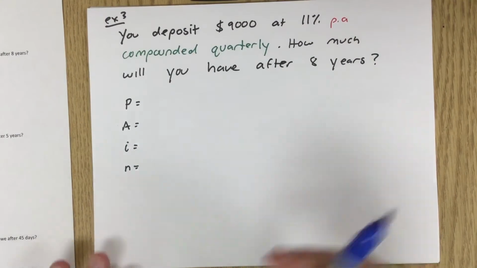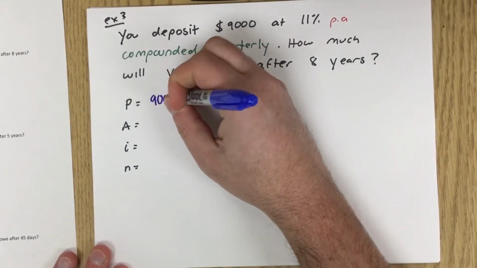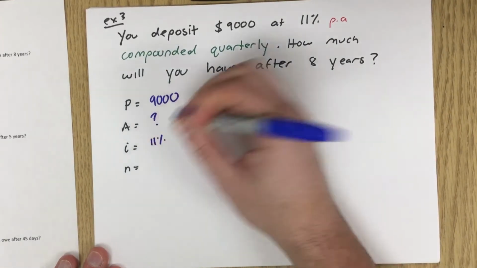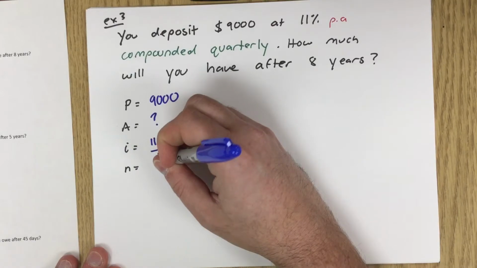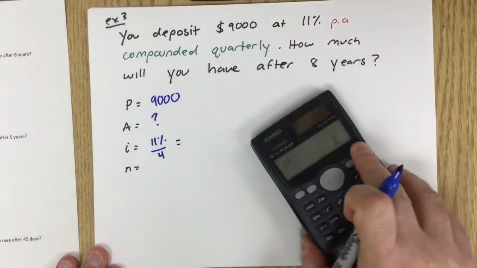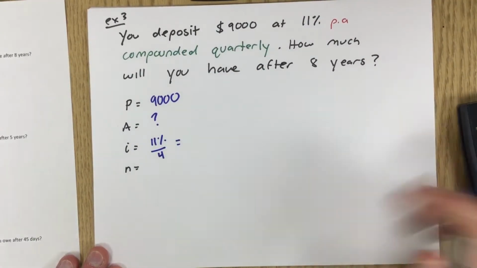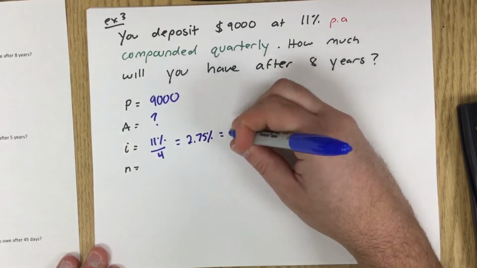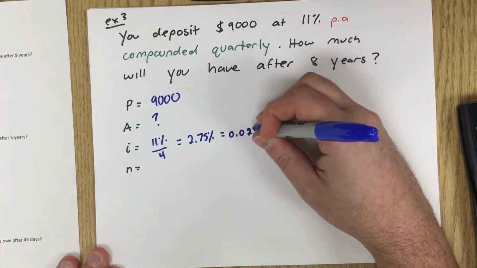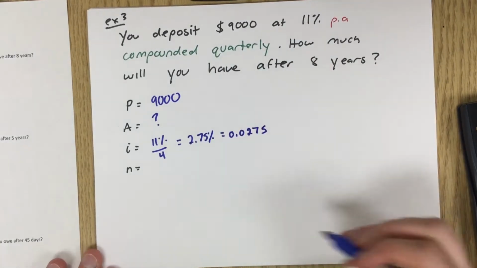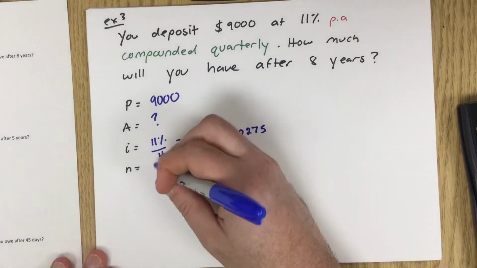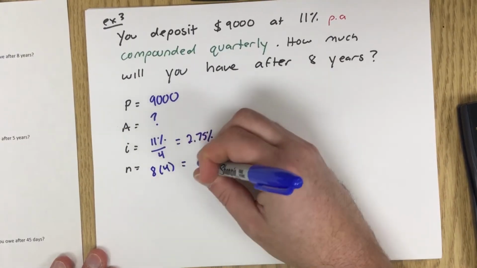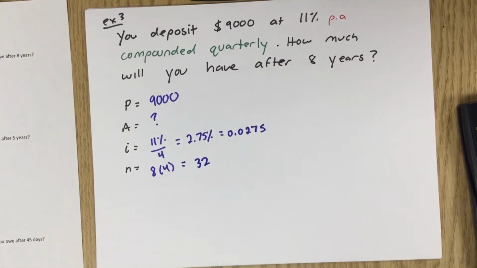So the P is going to be 9,000. A is going to be who knows. The I is going to be 11%. It's compounded quarterly, so we're going to divide it by 4, which is going to be 2.75%. And we have to turn that into a decimal, so we divide by 100. So it's going to be 0.0275. We have over here 8 years, but 4 compounding periods per year. So we're going to have a total of 32 compounding periods.